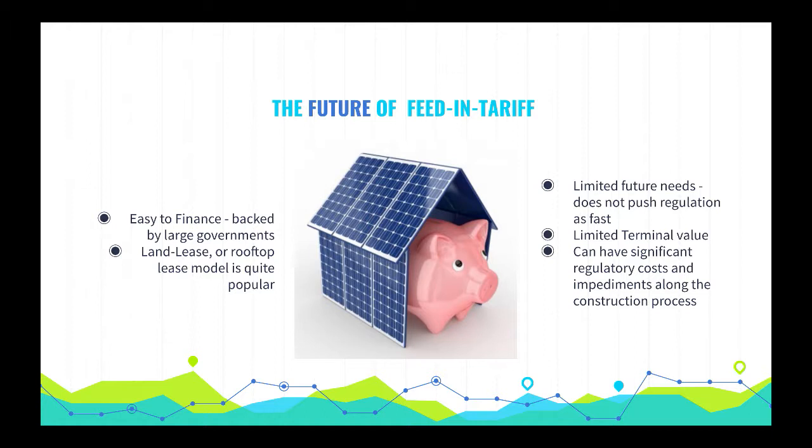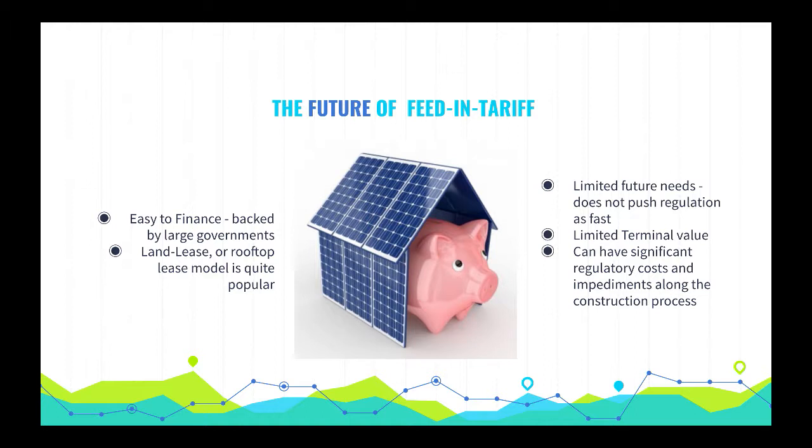And the cons, though, is that because the cost of solar panels has been coming down so fast, and you can get utility scale solar sub 10 cents US globally, there is really not a real need for this anymore, right? So the innovation has already happened. Also, because the contracts have a fixed value, usually governments will put a timeline of about 15 or 20 years for them. And solar panels and solar systems have a life of about 25 to 30 years. Really, there's a question mark around how you evaluate the power generated from the solar panels after that contract ends. The other part is that they can have significant regulatory costs and impediments along the construction process.